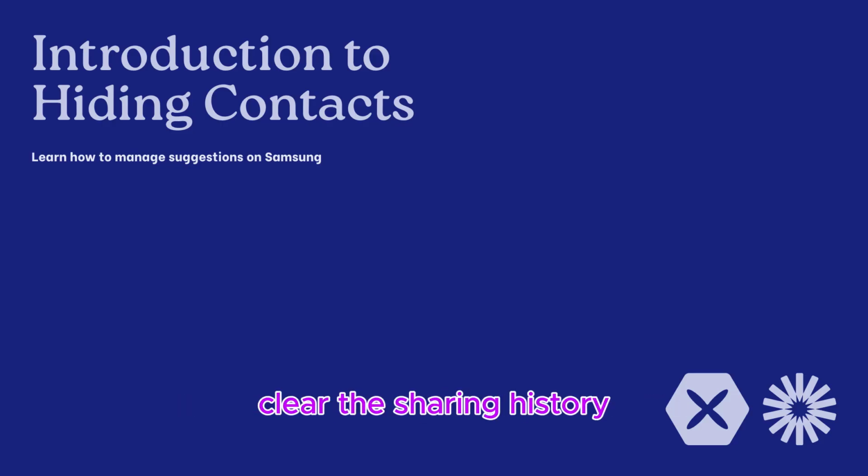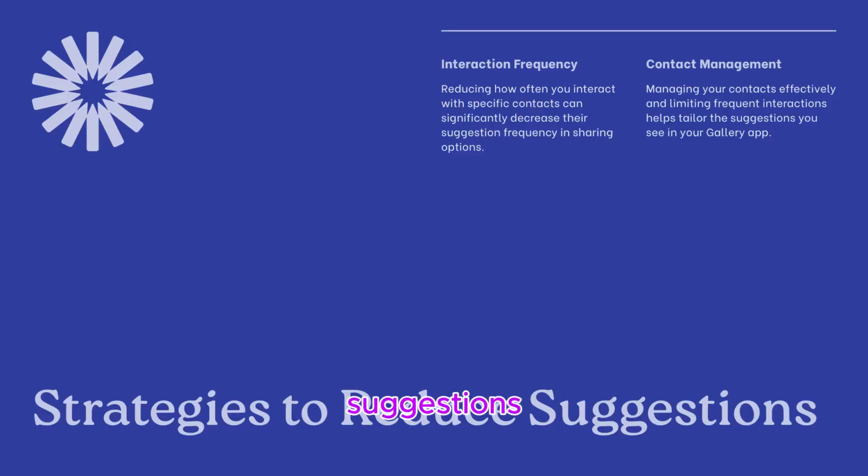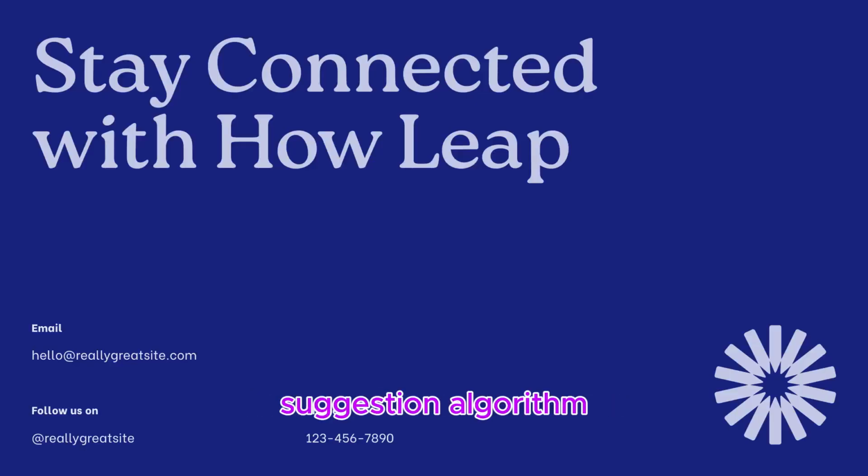Another method is to clear the sharing history. In the gallery's share menu, tap the three-dot menu and look for manage sharing suggestions or clear history. Tap it to reset the learned suggestions. You can also go to settings apps, find gallery, tap storage and then clear cache. This may reset the suggestion algorithm.